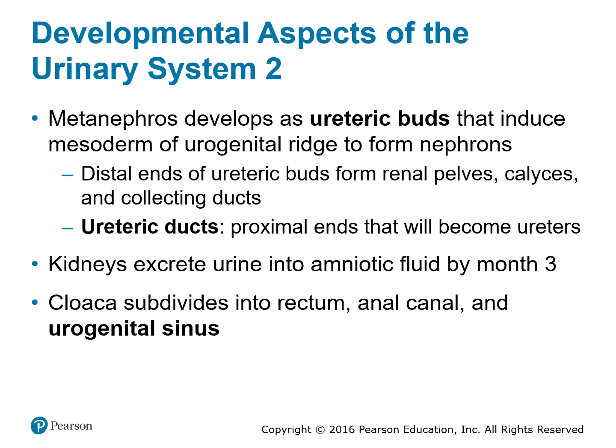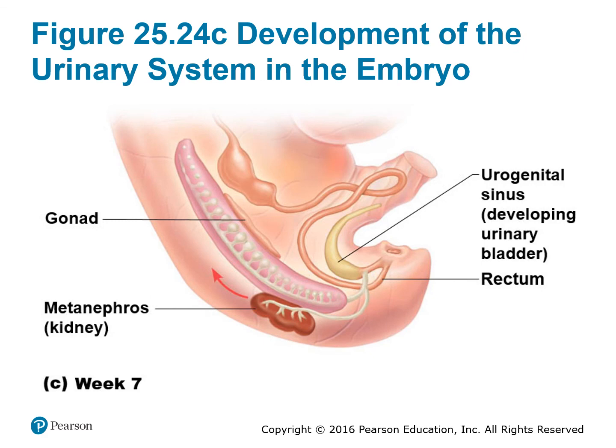The metanephros develops as ureteric buds that induce mesoderm, middle, of the urogenital ridge to form the nephrons. So the distal ends of the ureteric buds form the renal pelvis, calyces, and collecting ducts. The proximal ends will become the ureters. Kidneys excrete urine into the amniotic fluid by about month 3, and it's called the cloaca. The cloaca subdivides into the rectum, anal canal, and urogenital sinus. And a picture here for you: metanephros, gonad, rectum, urogenital sinus, developing urinary bladder right here.